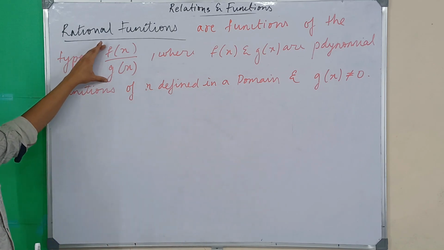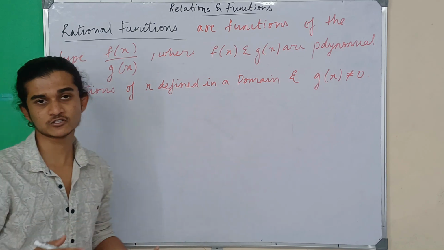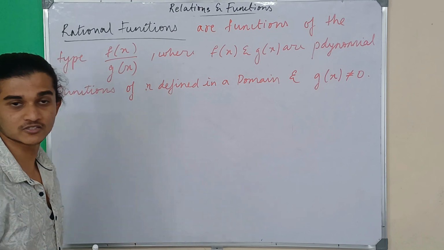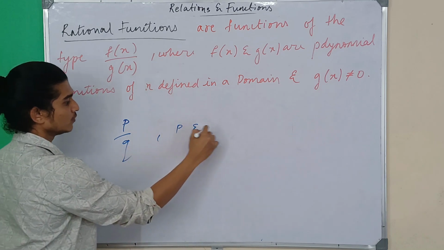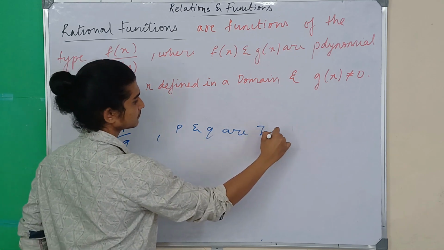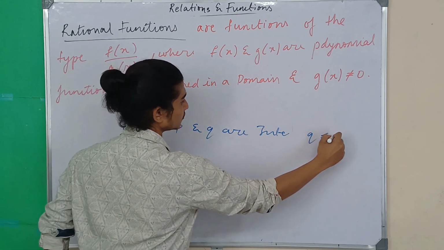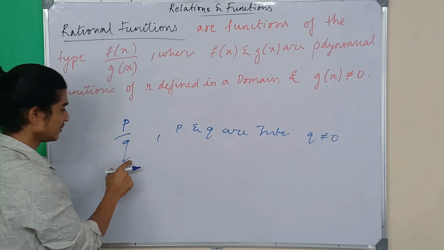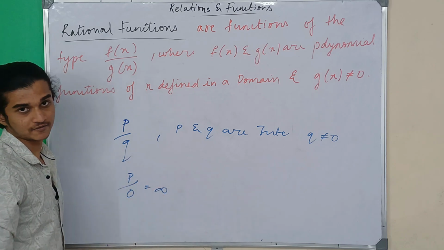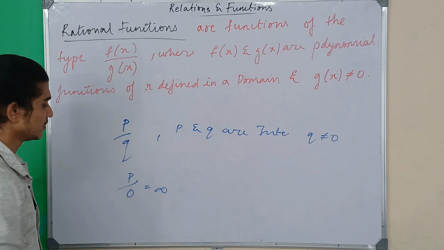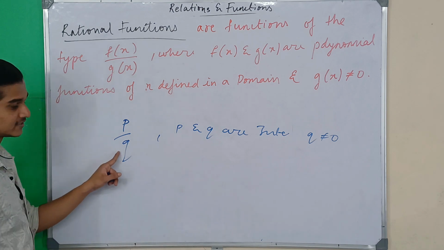If you want to remember this, you can remember using the definition of rational numbers. So what are rational numbers? Numbers which can be expressed in the form of p by q, where p and q are integers and q should not be equal to 0. Why is q not equal to 0? Because if q becomes 0, what happens? p by 0 is infinity, which is not defined. So we have to exclude all those kinds of numbers. That's why we define this as not equal to 0.